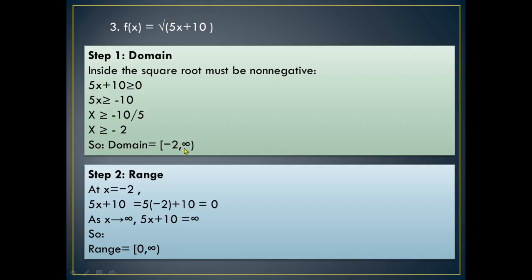Domain is minus 2 to infinity. This we obtain by writing that 5x plus 10 is greater than or equal to 0, because this term is under the square root, so it should be a non-negative value. So for f of x equal to square root of 5x plus 10, the domain is minus 2 to infinity, including minus 2. When x equal to minus 2, this term will be 0.